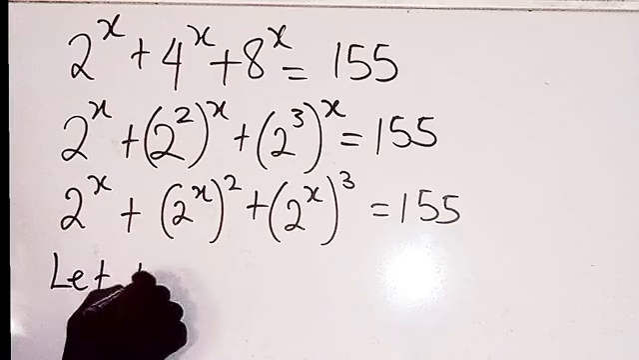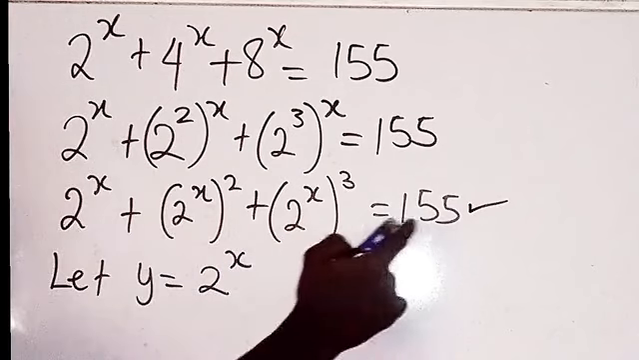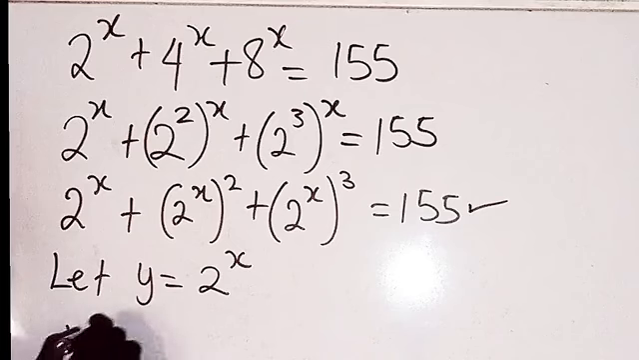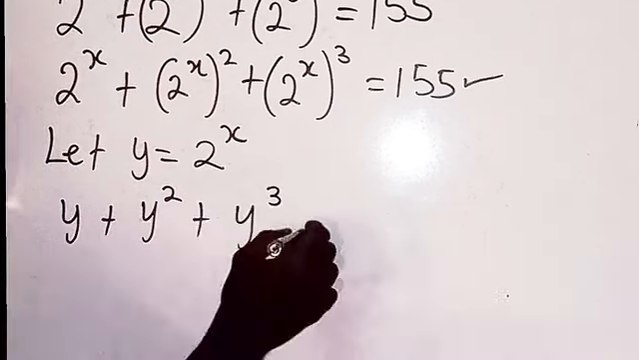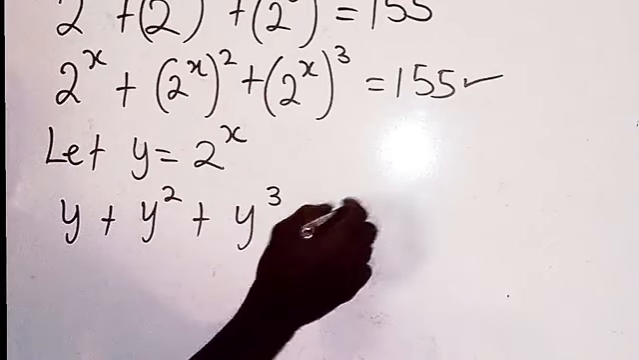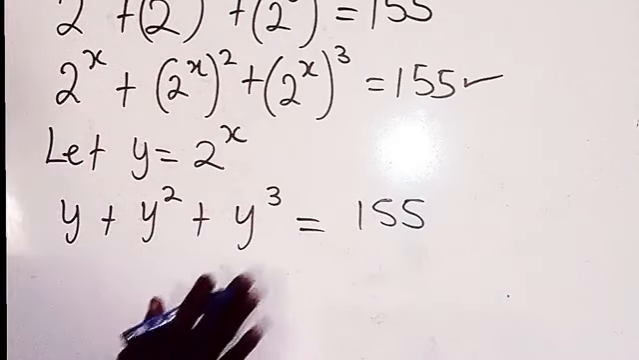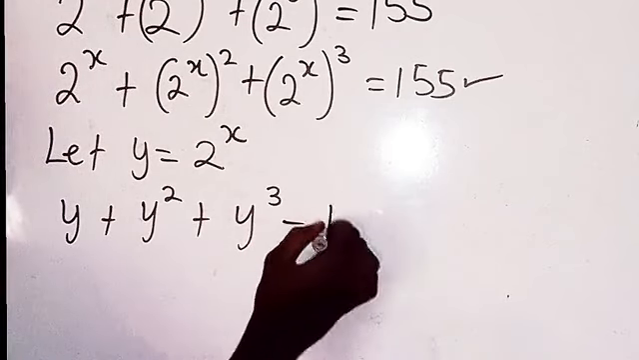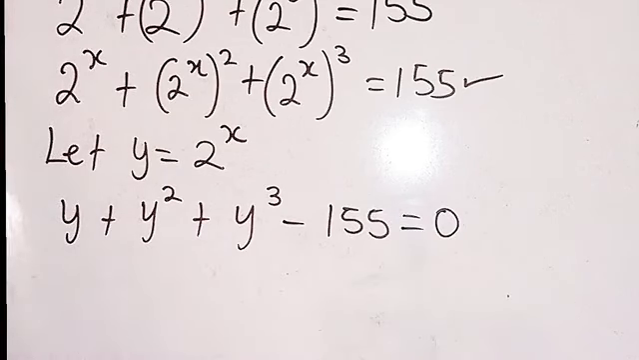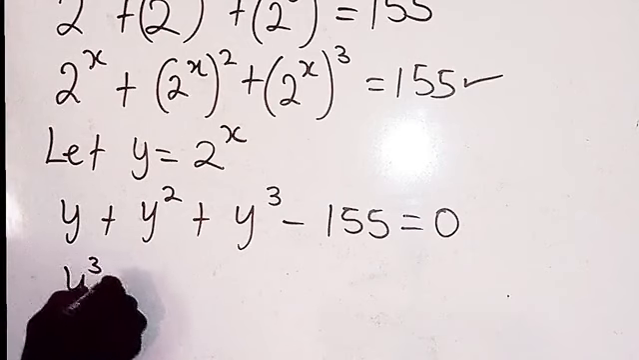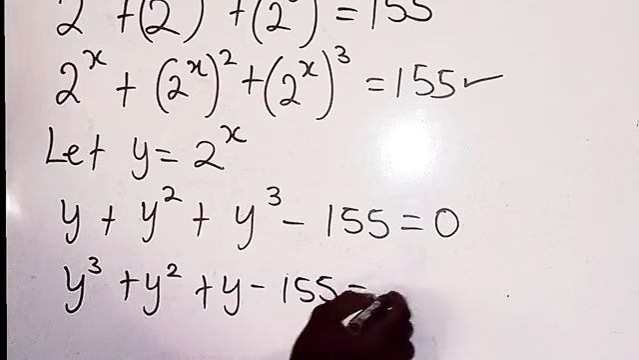Now let y equal 2 to the power of x. So anywhere we see 2 to the power of x in this equation, we replace it by y. So we're going to have y plus y squared plus y to the power of 3, then we have this equal to 155. But here, taking this 155 inside, it will be equal to 0. So now we can rewrite this equation as y to the power of 3 plus y to the power of 2 plus y minus 155 equals 0.